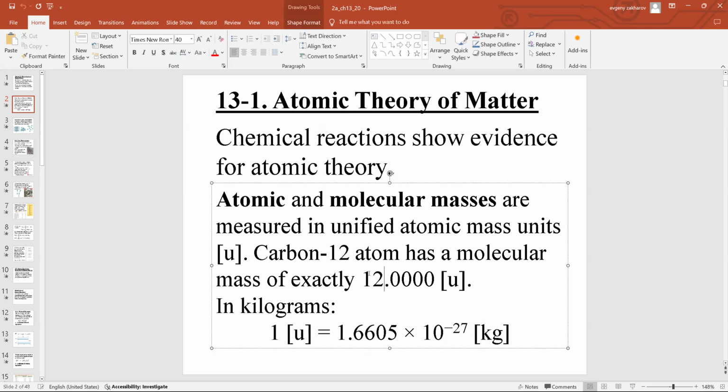For your reference, if you take a closer look at the periodic table of elements, you'll find the element carbon, and you'll see the number 12 next to it. That's the 12 that I mean for the molecular mass. So the periodic table of elements has the mass in those units, and then you have to convert to kilograms if you want to do some calculations in physics.